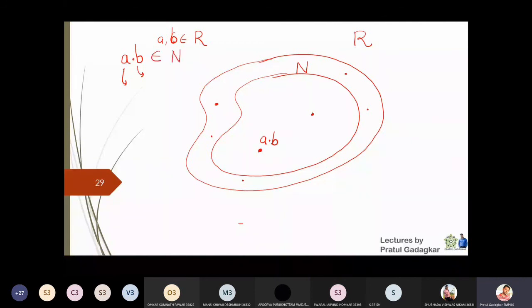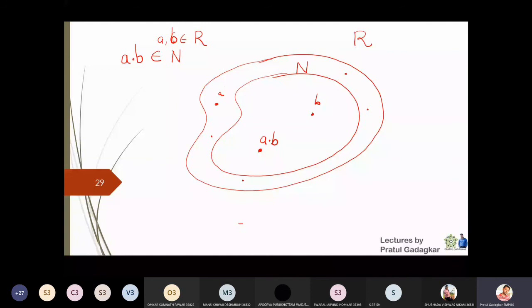Okay, then if I can guarantee that either A has to be inside N or B can be outside, or either B is inside N or A can be outside, or A and B both can be inside N. So at least one of them must be in N.